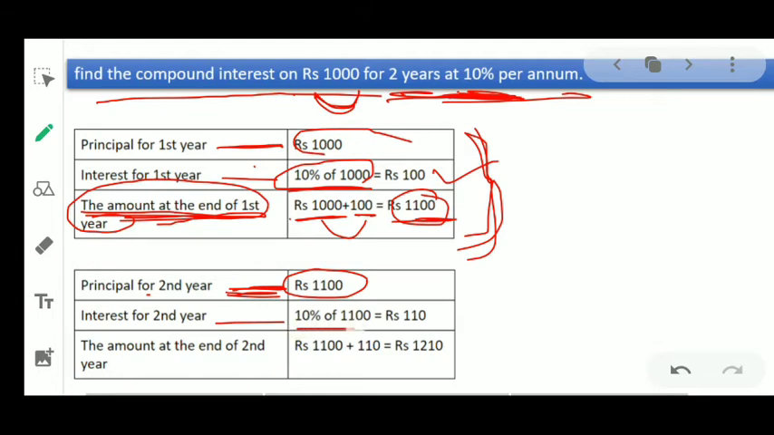10% of 1100, that is 110. Now the amount at the end of second year will be principal, that is 1100, plus interest, that is 110, equal to 1210. That is the amount at the end of second year. Clear?